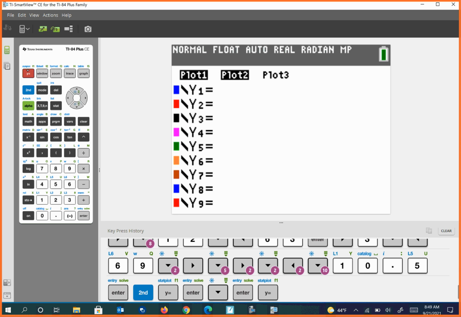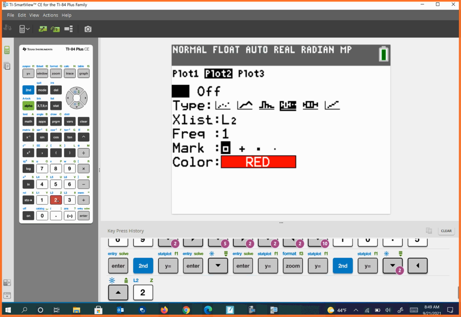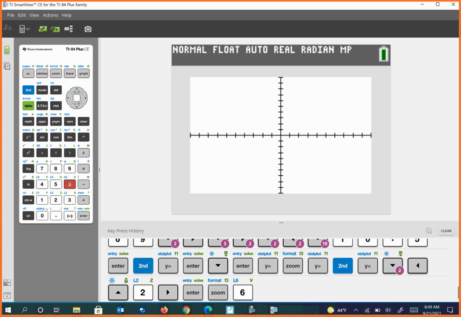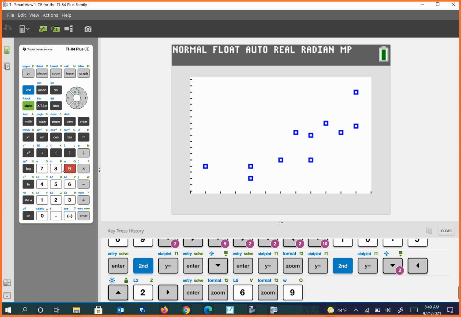Let me just make sure there's nothing there. I'm going to hit zoom, and turn this stat plot off. Zoom 9. So that's our data based on height versus shoe size. Of course, if I collected everyone's data in here, we're probably going to get a little bit closer to a better linear regression.